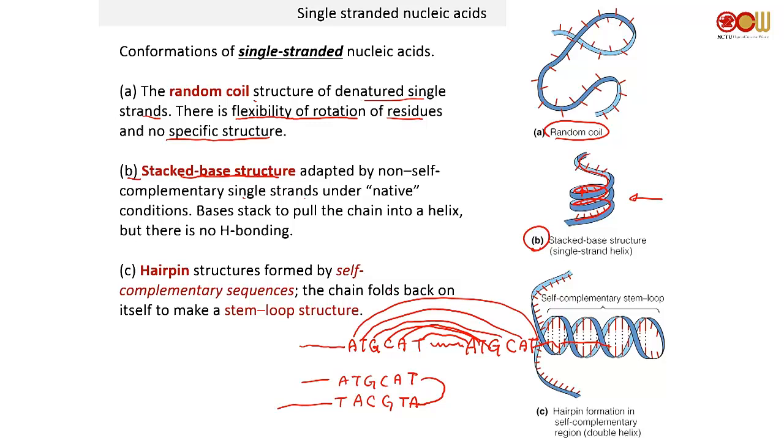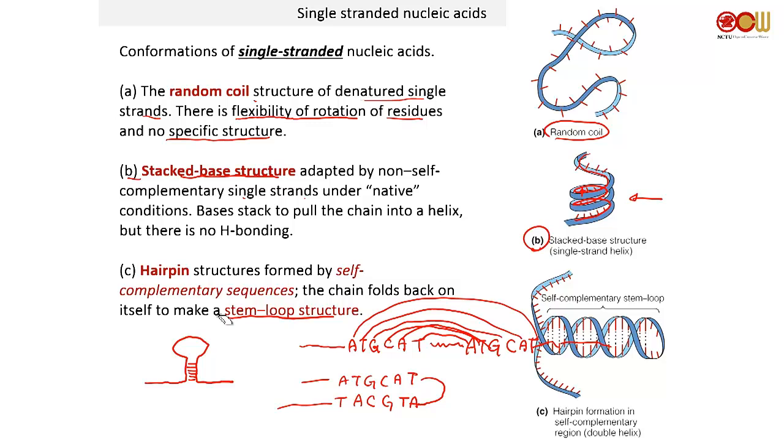So after it folds on itself, you can make this thing called the stem loop structure. Okay, stem loop meaning like that, where you have base pairing here. That's the stem. That's the loop. Okay, the inside of the loop, meaning the loop doesn't have complementary structures or complementary sequences. Okay, does that make sense?